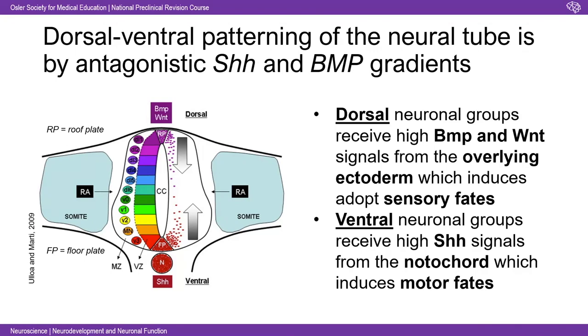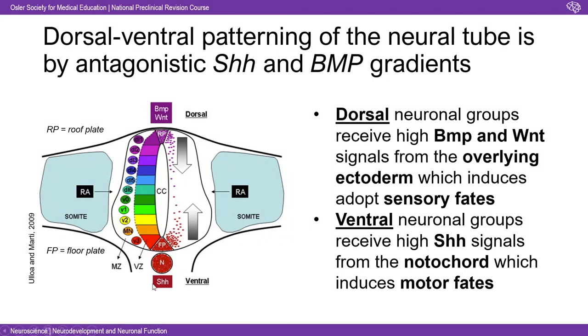So in the spinal cord, we can think of this really easily as, well, what forms in the dorsal part of the neural tube? Well, we know that we get sensory input via the dorsal root ganglia from peripheral nerves. These enter via the dorsal horns. So the dorsal region here that's receiving lots of BMP and Wnt signals is going to adopt a sensory fate and form the neurons that receive those sensory inputs.